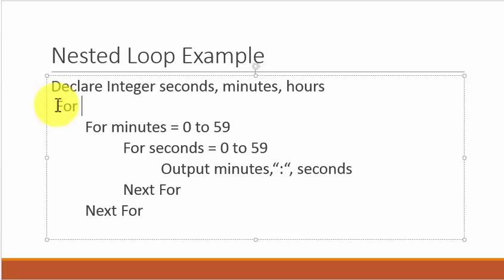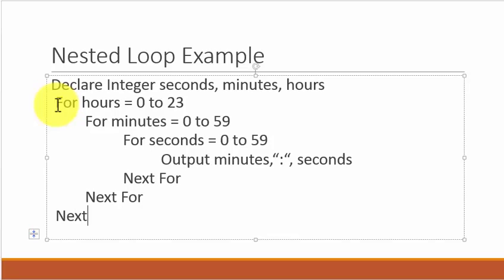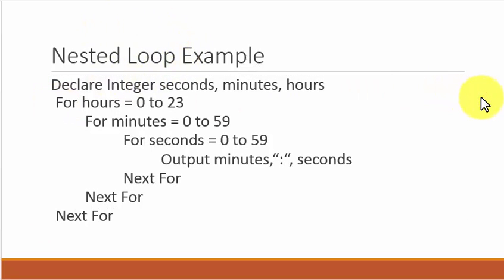So we have for hours equals 0 to 23, minutes equals 0 to 59, seconds equals 0 to 59, and then this is the next for, which is closing for seconds. This is the next for, closing for minutes, and the next one is the next for, closing for hours.